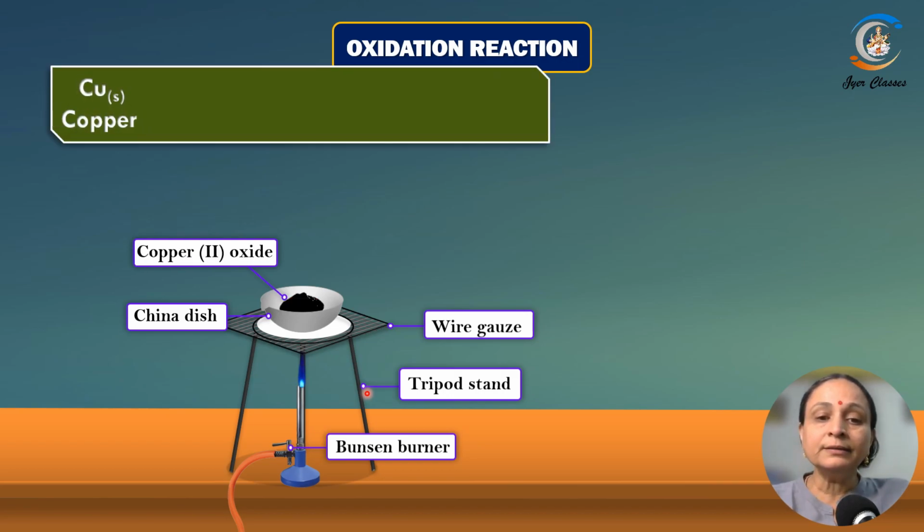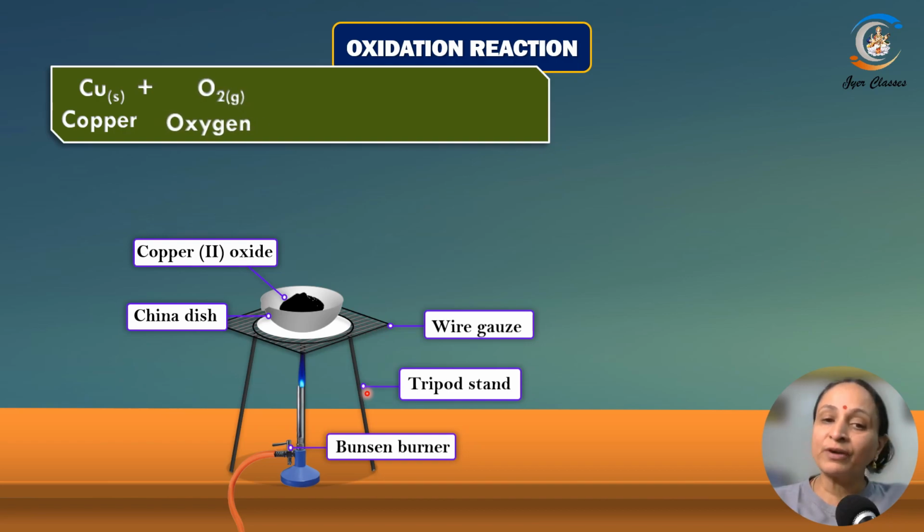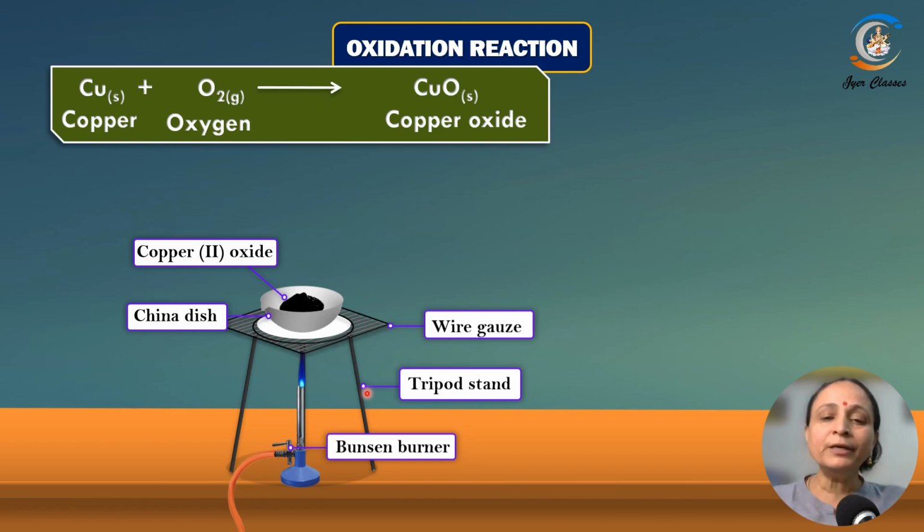When you burn this, the copper gets burned. You have to heat it a lot. Then the copper reacts with the oxygen from the air and you get copper oxide. So what is added here? You burn copper with oxygen in the atmosphere and you get copper oxide. Oxygen got added to copper, right? So oxygen getting added means oxidation.